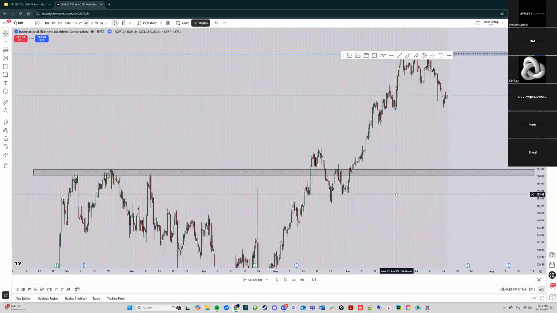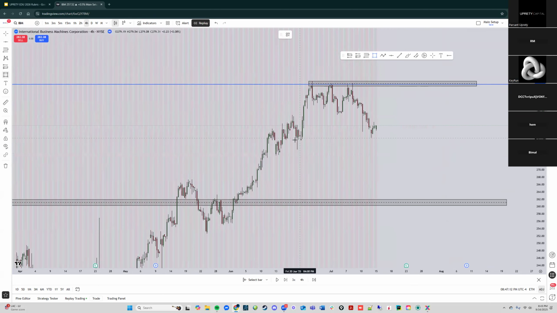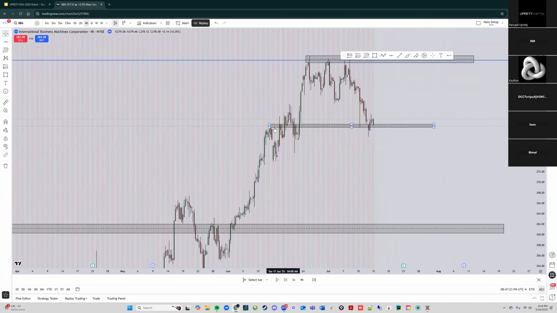Okay. I went ahead and made it tighter. And here's another interesting thing. Sometimes you guys will see we just have a wick here and we have some wicking over here. Can we draw a zone through this wick? This is a really good question. Can we draw a zone through this wick?